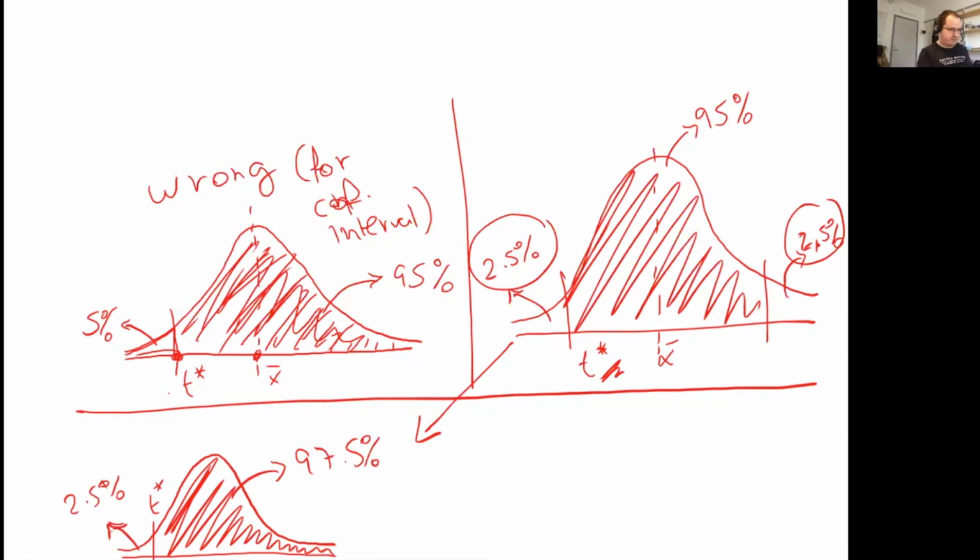I don't care that this thing here is 95%, that doesn't matter to me. What matters is that I found this value over here, this T star here. That's all I want. So I will put 2.5% as if I was doing a one-tail test of 2.5%. And then I will just take that and use it on both sides the same, because it's symmetric, so it doesn't matter.